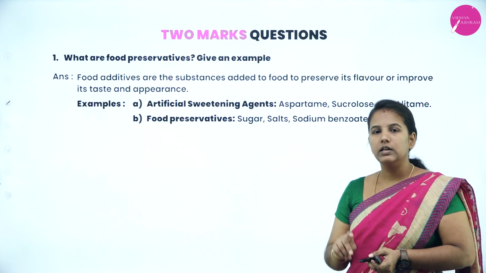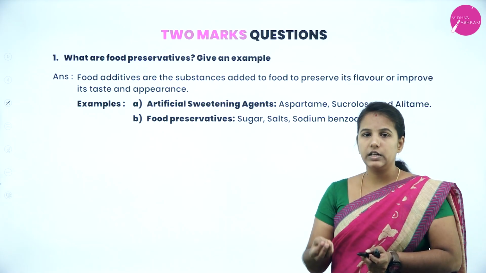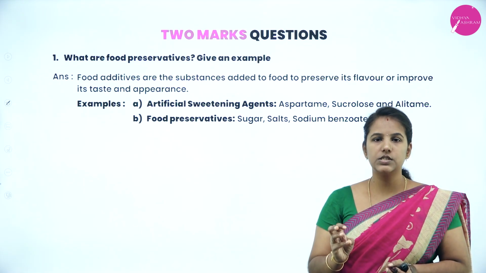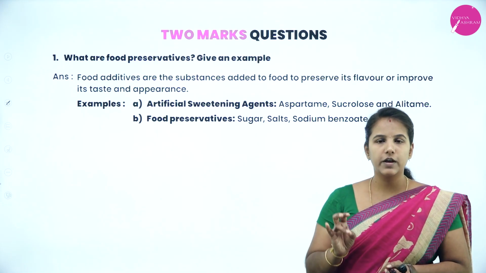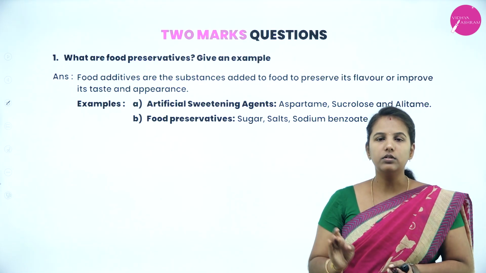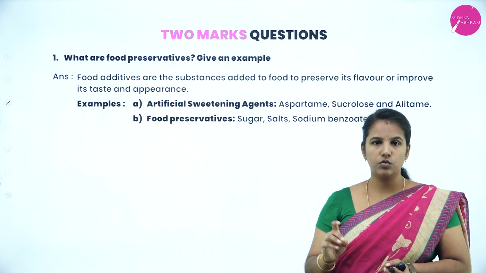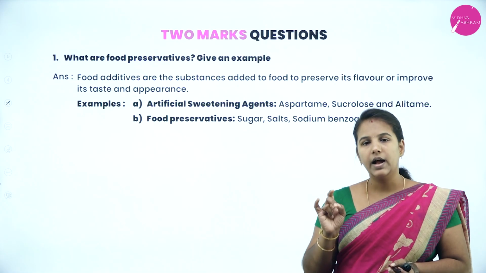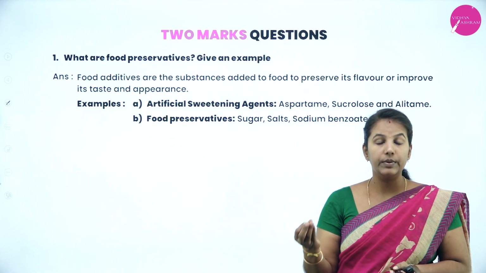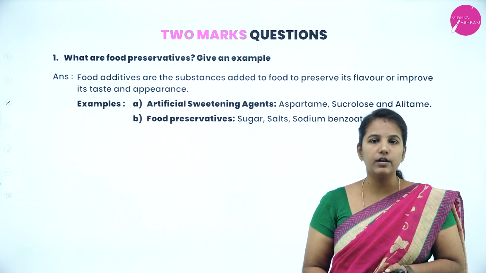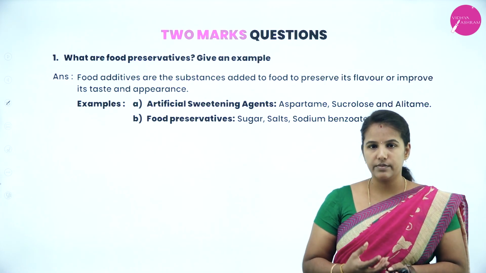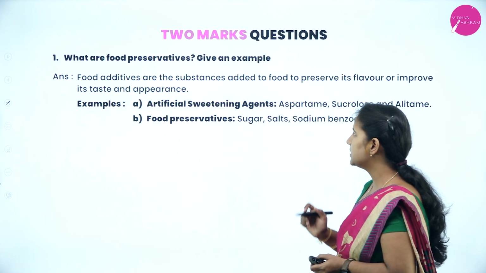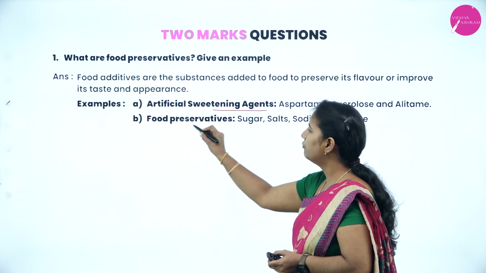As we all know, food preservatives are added directly to the food, especially for a few reasons. The first reason is to enhance shelf life, to enhance appeal, and to keep it for a longer time. So one is to keep it fresh, and sometimes to give nutritional value also, we add food preservatives. Okay. There are 2 types: one is artificial sweetening agents and the other is food preservatives.